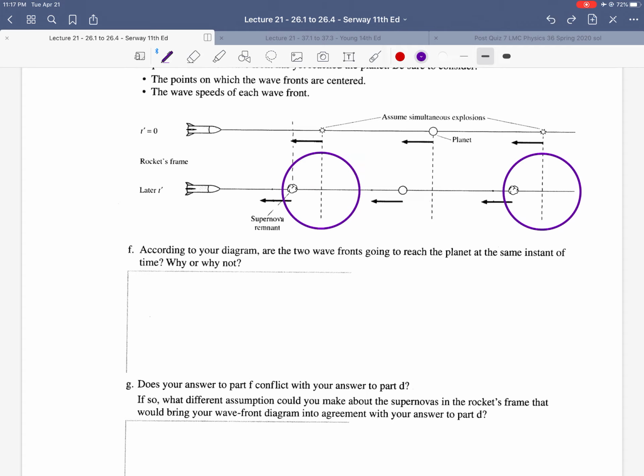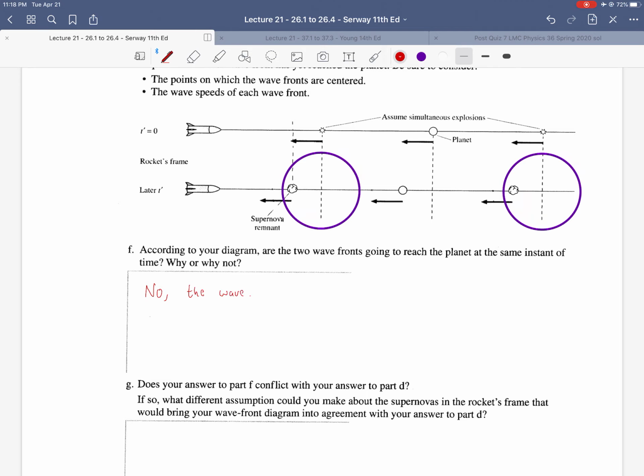So no, no way. The wavefront relative to the planet has less distance left to cover, right? So that wave is going to get there first. This one has a much bigger distance. The light from supernova L is going to reach the planet first, and the light from supernova R is going to reach later. Okay. So no.